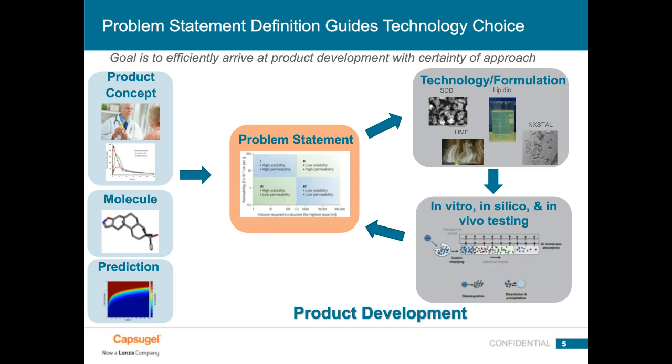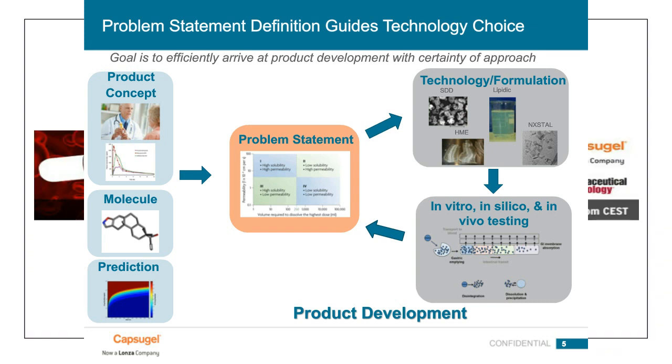Things like chemical stability of the molecule, physical stability of the molecule, and its particular performance attributes, both in vivo and in terms of manufacturing. We take that problem statement assessment, and then we use that to define what technologies we will look at to develop, and what kinds of formulation approaches we will take, and also will help us define what types of in vitro testing we'll do in addition to in silico and in vivo testing. And then that really makes for us a loop that we call product development.